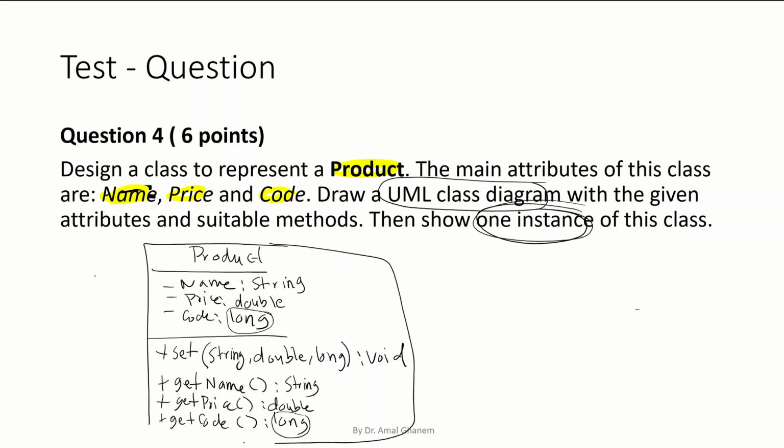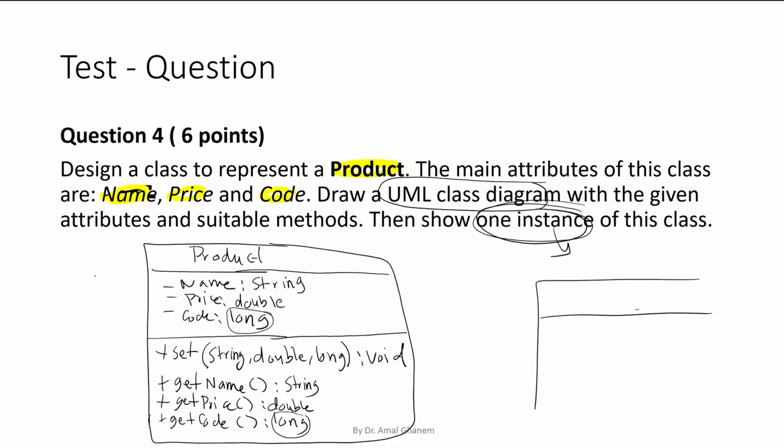So this is our UML class diagram with the 3 sections. Now for the instance, we will have this is instance. So I will say I have, for example, X. This is of type product. And I will have the following. I will have the name of the product equal. I will have the price of the product. And then I will have code.